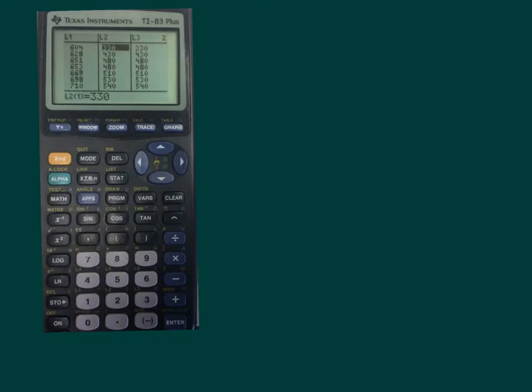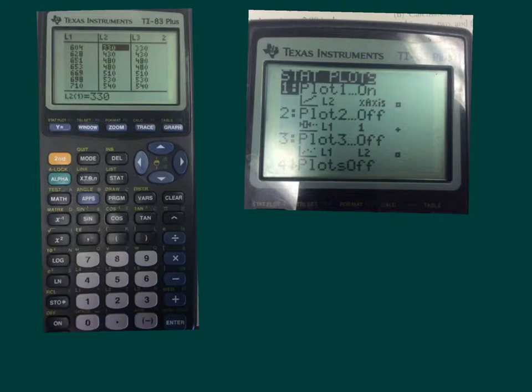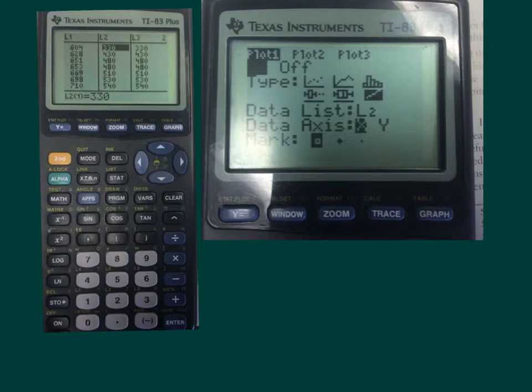We're going to take this data and plot it. We're going to do a special type of plot called a normal probability plot. So what we're going to do is go 2nd, Y=, to get this screen. Then go to Plot 1 and turn it on. Then for the plot type, it was dot plot, line plot, histogram, modified box and whisker. This last one is what's called a normal probability plot.